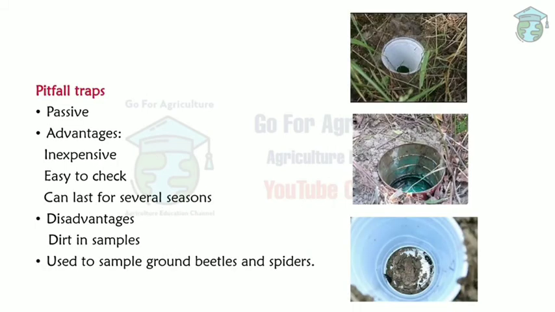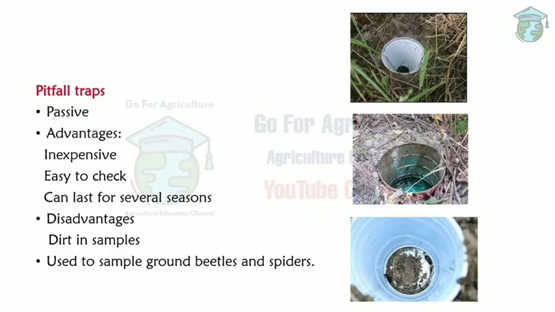Next is the pitfall trap. This is a passive trap. What are passive traps? Passive traps mean the insects get accidentally trapped. In the picture you can see that in the ground we dig a small hole and put a can or a plastic kind of thing into the hole, and we fill the can with water or chemical, and we rearrange the upper surface of the soil so that the insects don't get suspicious.